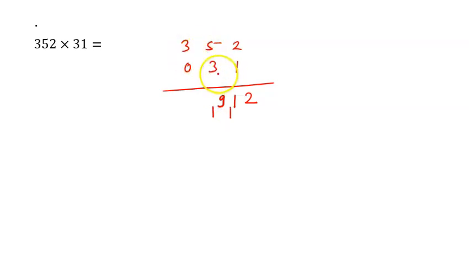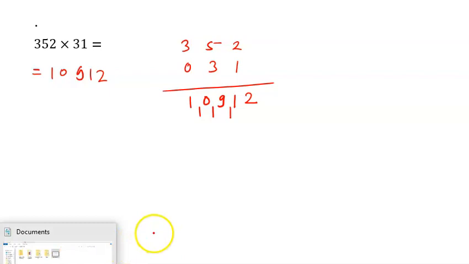Now 3 into 3 is 9, and plus 0. So 9 plus 0 is 9, and this 1 is 10. So I will write 0, and then 1 is the carryover term, right? And finally 3 into 0 is 0, and plus 1. So I get 1, 0, 1, 0, 9, 1, 2. I hope this process is clear to you.